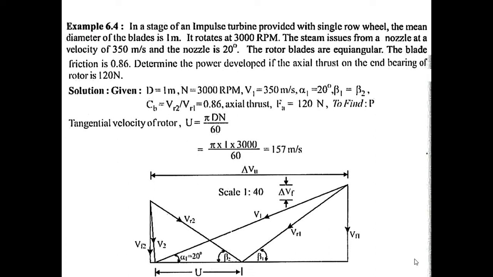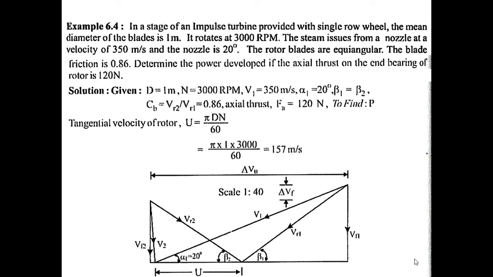Next sentence, steam issues from a nozzle, that is V1. Steam issues from a nozzle at a velocity of 350 meter per second and nozzle angle is 20 degrees. This is also given, which means the problem is over. Anyone can solve this problem now. Rotor blades are equiangular. Also, we have seen this. Blade friction K is given, VR2 by VR1 is equal to 0.86.